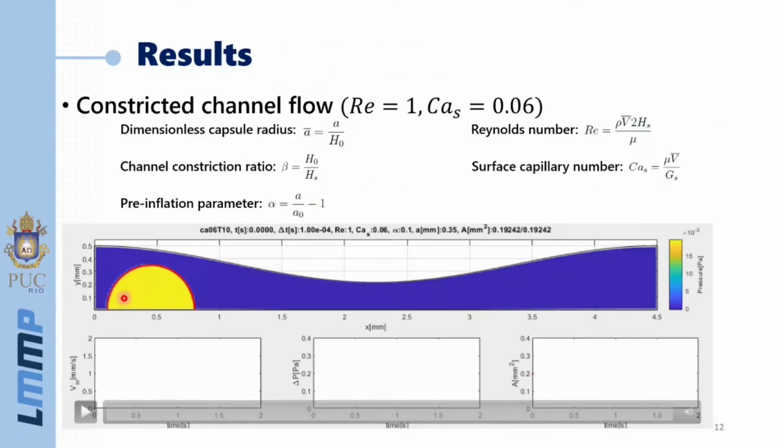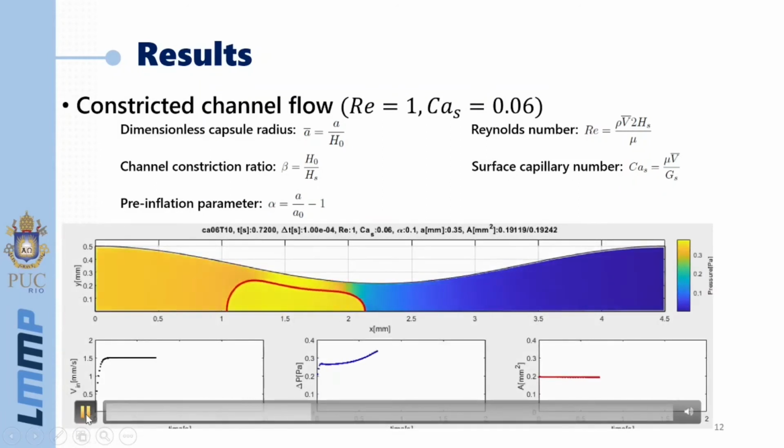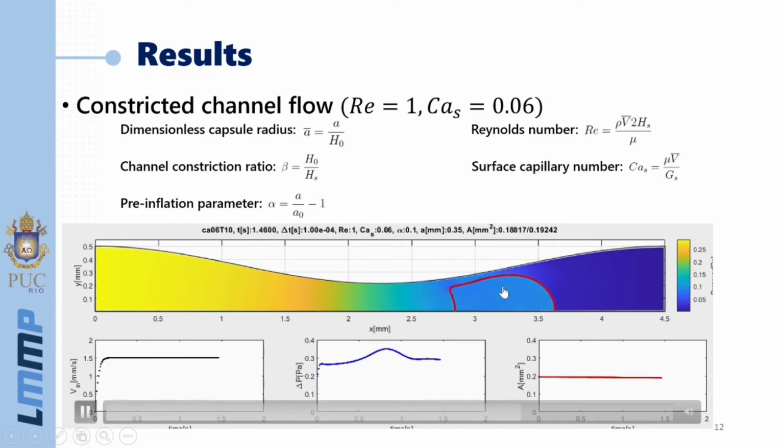Now we present some results. The constricted channel flow is governed by 5 parameters: capsule radius, the constriction ratio, the pre-inflation parameter alpha, Reynolds number, and the surface capillary number. As we can see, the capsule moves through the constriction and gets deformed in the process. Notice that at the rear region of the membrane, there is a concave shape at this surface capillary number.